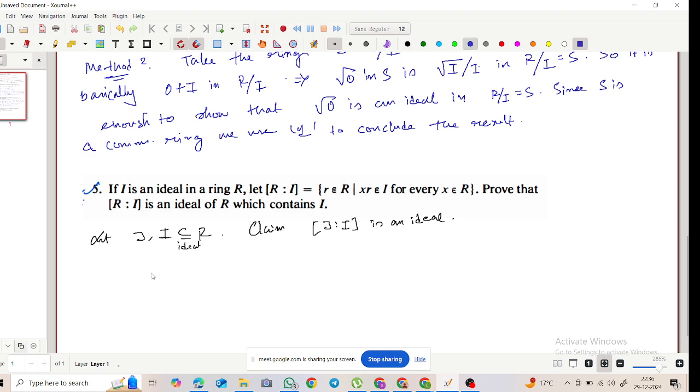First, let me define what J is to I. It is the set of all r belonging to R such that rJ is a subset of I. That is, rx belongs to I for all x belonging to J.